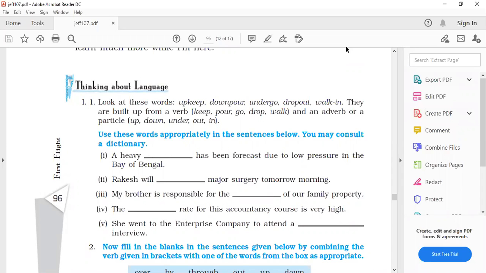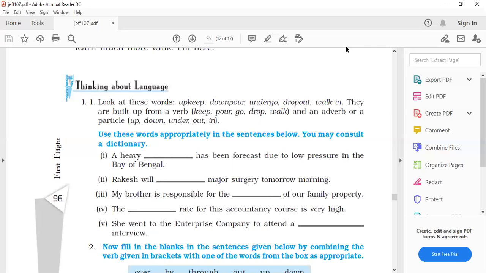My brother is responsible for the upkeep of our family property. Upkeep here means to look after, to take care. The dropout rate for this accountancy course is very high. Dropout means जो शुरू करते हैं उसके बाद छोड़ देते हैं.